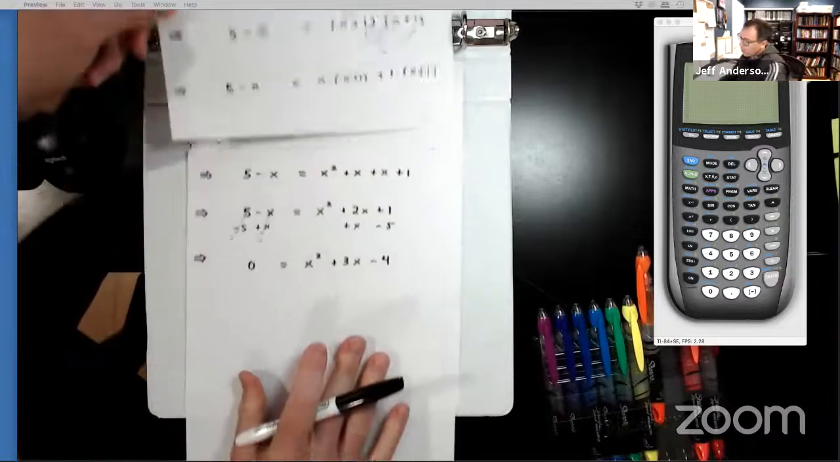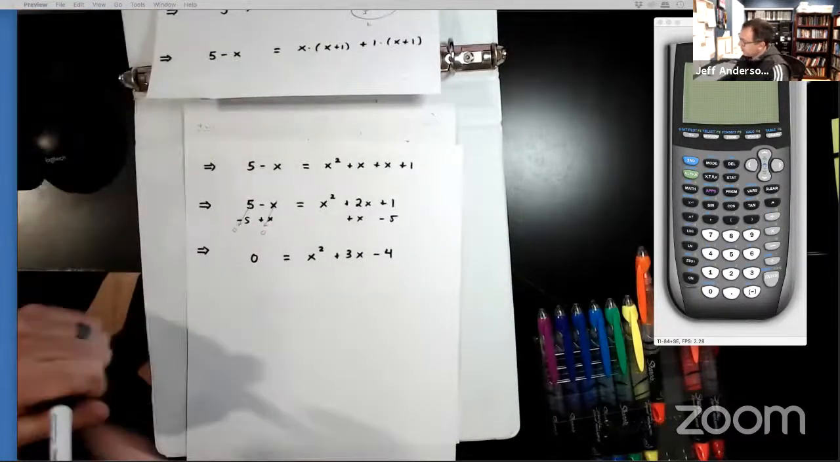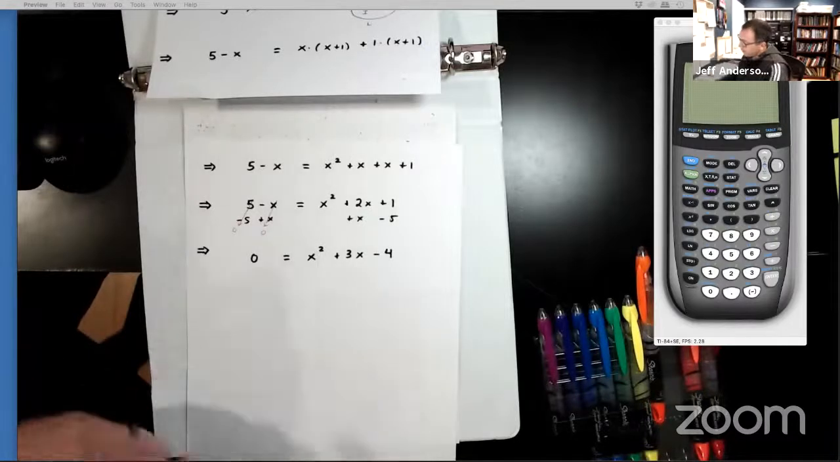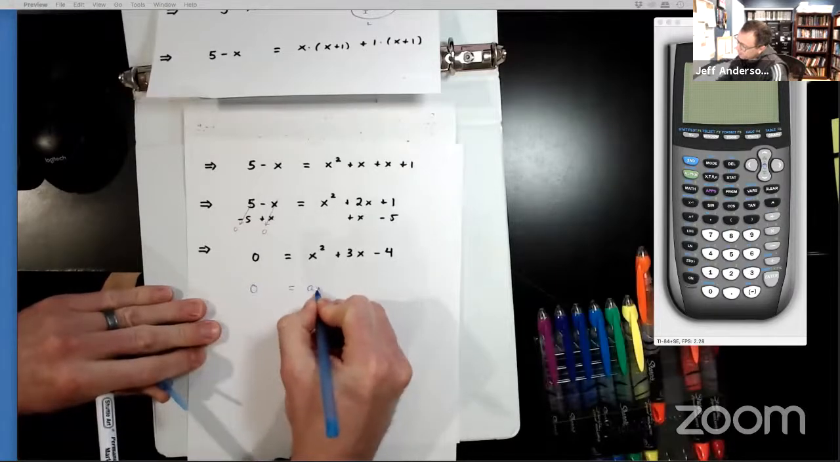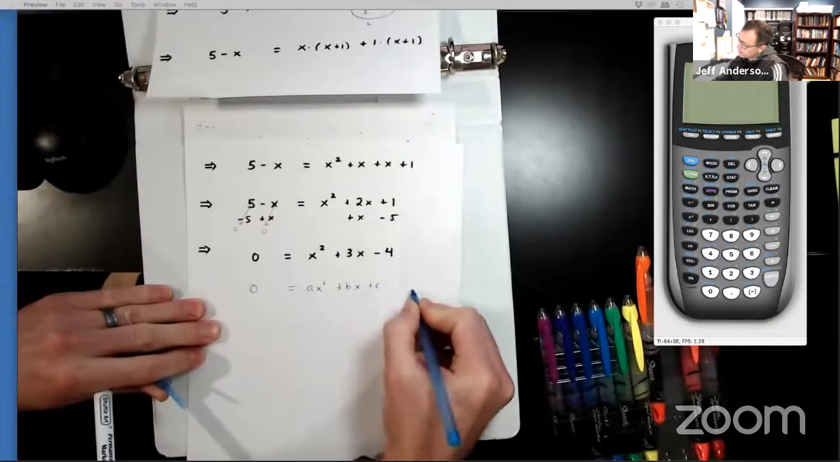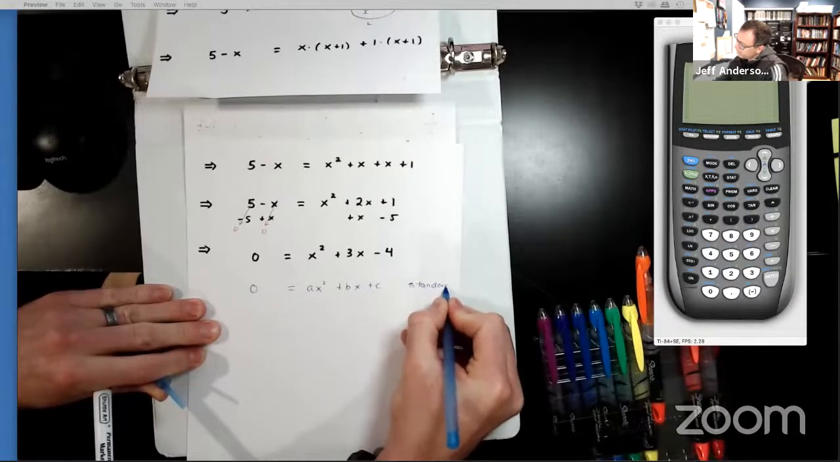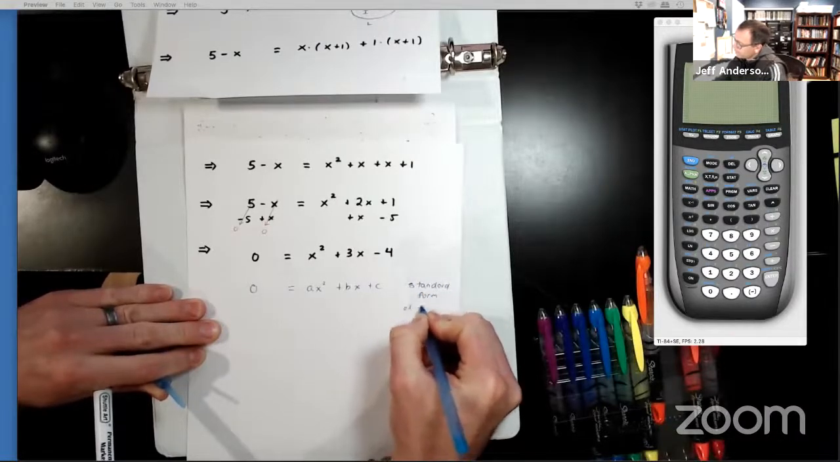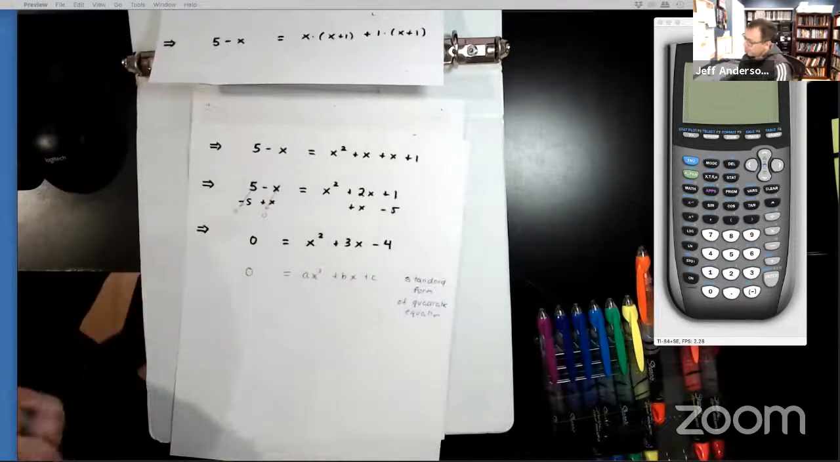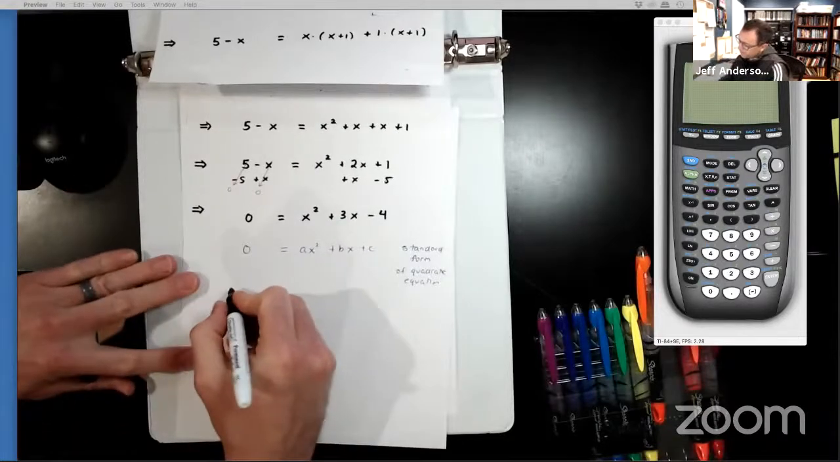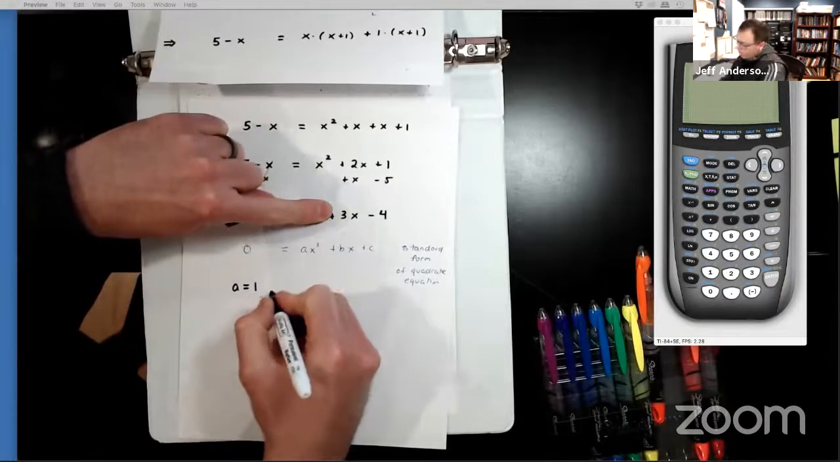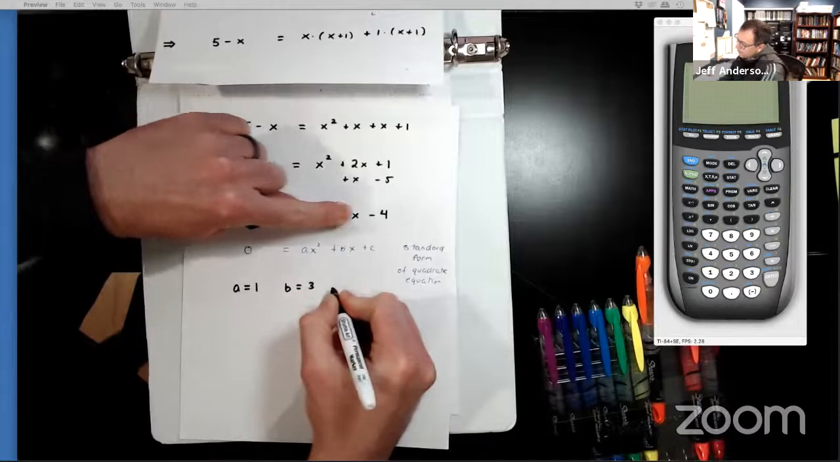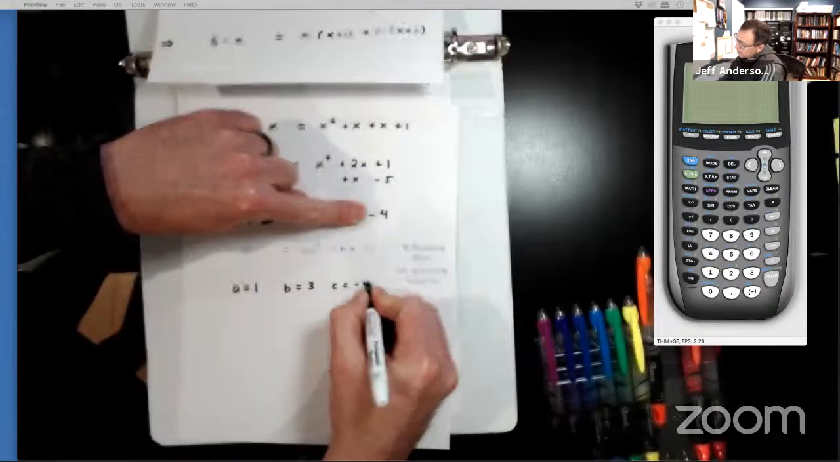We do a quick recall. This is what we're going to say is in standard form. Remember that standard form of a quadratic equation is 0 equals ax squared plus bx plus c. Specifically, we see that a equals 1. The number in front of x squared is 1. The number in front of x is 3. And the c value in this case is going to be -4.